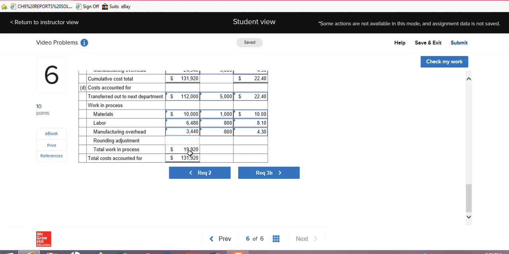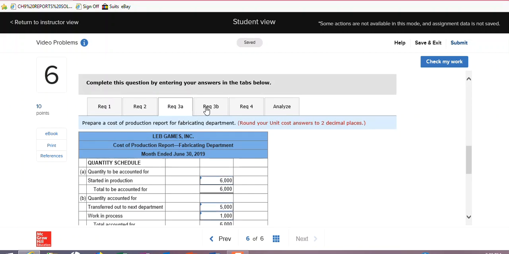Sometimes there's a rounding error. So if there is, if it's a penny off, you can put a penny in there. Well, that one didn't even do it, but if it had a rounding error, you put it in there and come out with your total cost, so it matches what your actual total costs were. All right, so that's 3A.